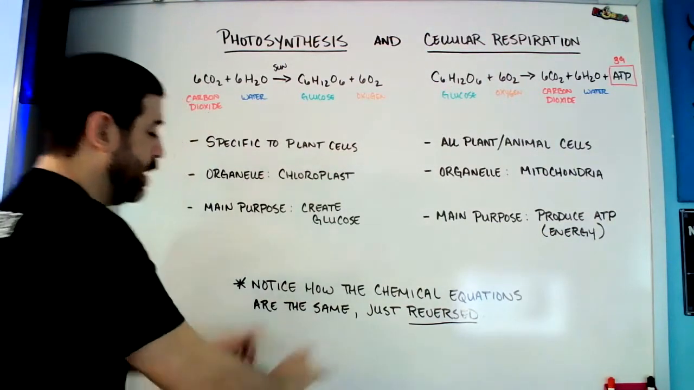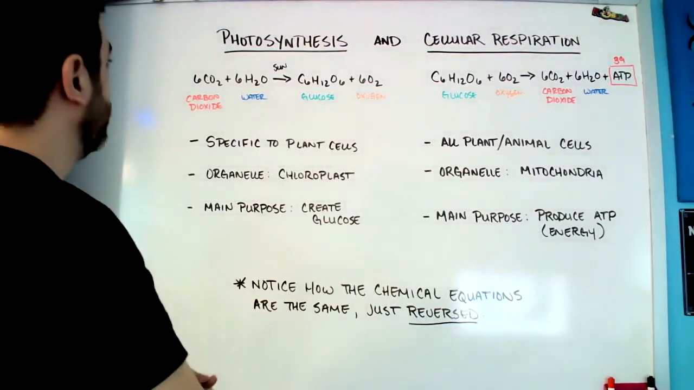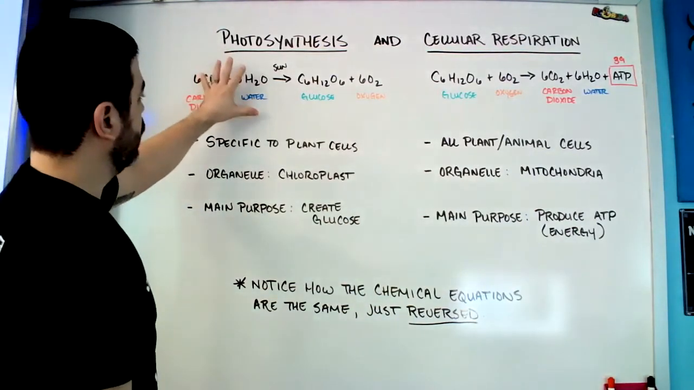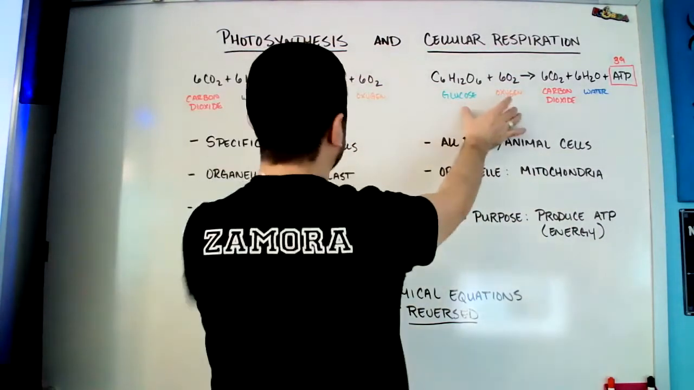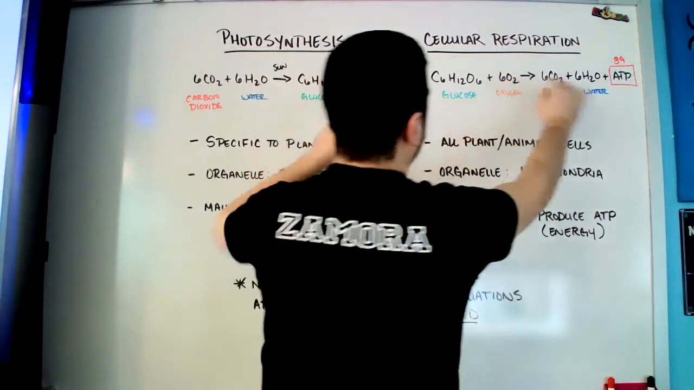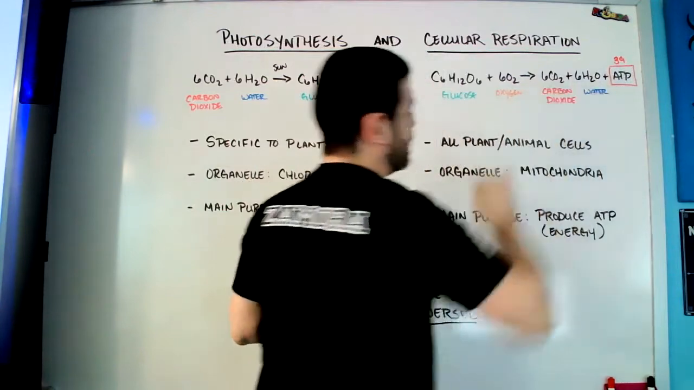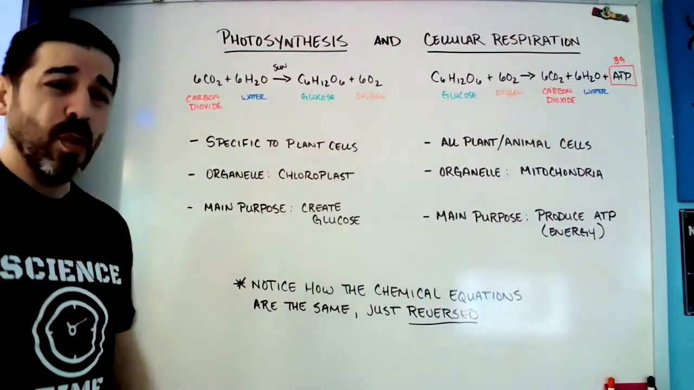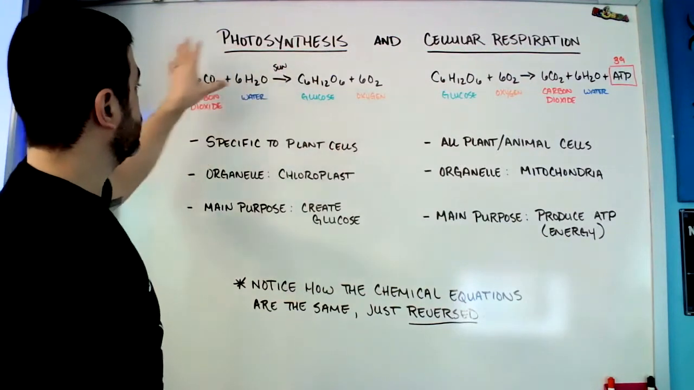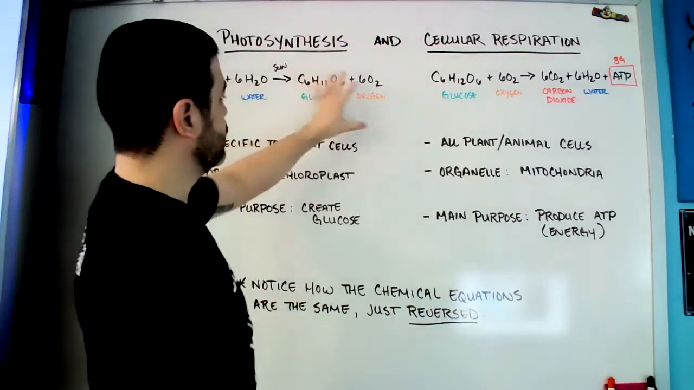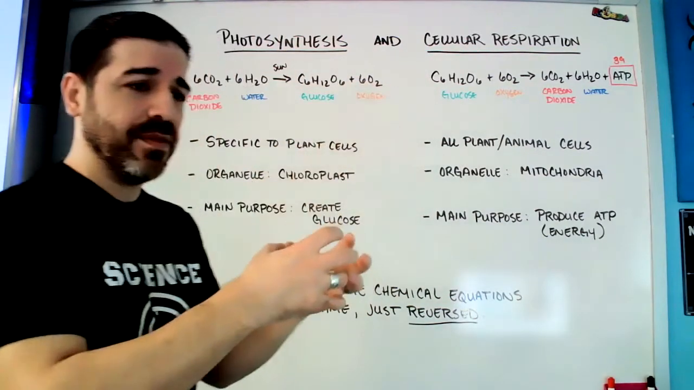And as I pointed out, these are essentially the same processes, just reversed. So here we have carbon dioxide and water being used to create glucose and oxygen. Here we have glucose and oxygen being used to create carbon dioxide and water, but more importantly, create ATP, which is the energy we're releasing. Where did that energy come from? It came from the sun, right? The sun was used as the energy source to create these molecules. That energy is then stored in the bonds that hold those molecules together.